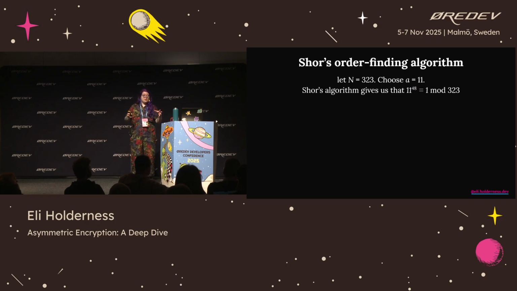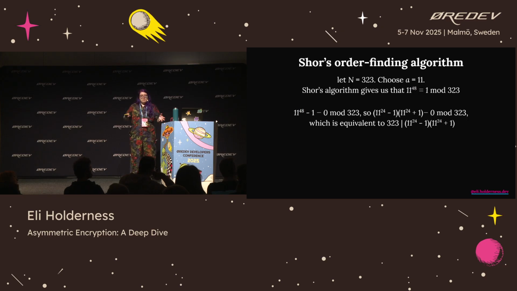Shor's algorithm gives us, in polynomial time, that 11 to the 48 has a remainder of 1 mod 323. And it's the smallest number for which that is true. 48, there's no smaller number, right? And I sat and typed out in Wolfram Alpha all of the powers of 11 mod 323 until I got there. So much slower than a quantum computer in theory would be, but I don't have one of those.